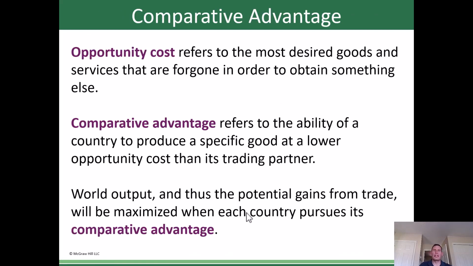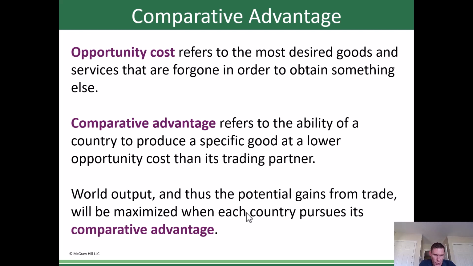So you may have heard the term opportunity cost before. I was just talking briefly about comparative advantage alongside competitive advantage. The first thing we'll talk about here is opportunity cost. This refers to the most desired goods and services that are foregone in order to obtain something else. A good way to think about opportunity cost is the cost of the next best alternative. Like if you pick A, then you gave up B. And maybe you like B too, but you couldn't have them both, so you picked A, so your opportunity cost was B.